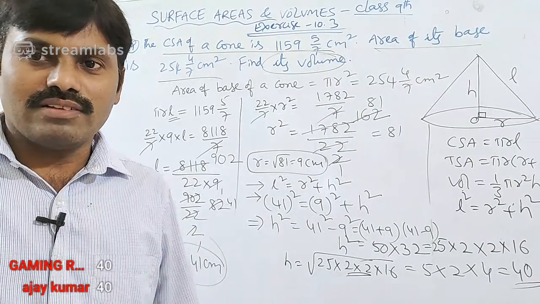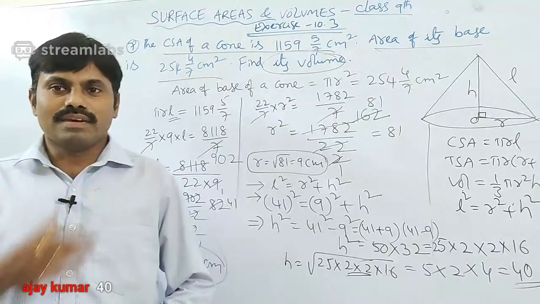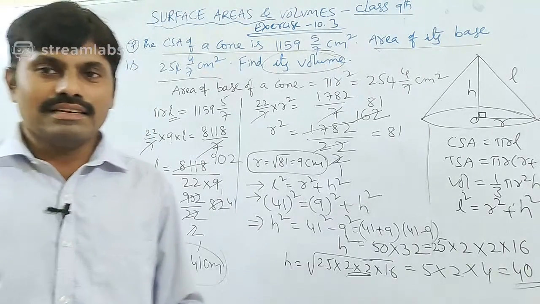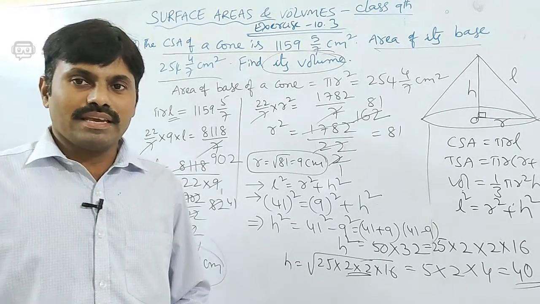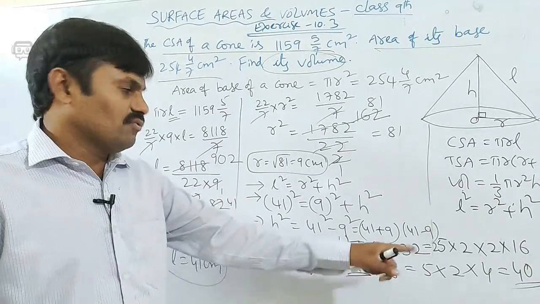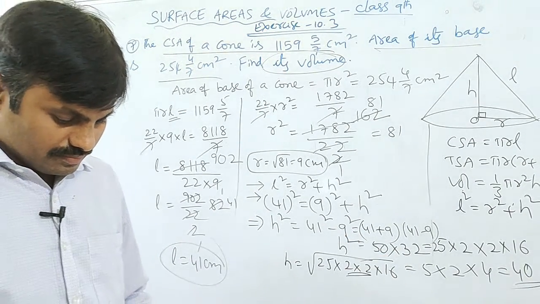What is the formula to find the volume of the cone? Yes, volume of cone is 1 by 3 pi r square h. Here 1 by 3 is constant, pi is 22 by 7, r is 9 and h is 40 centimeters. Okay, substitute quickly.